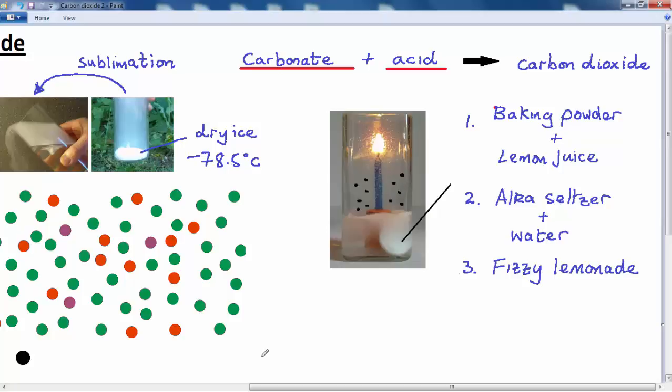As we said before, carbon dioxide is quite a heavy gas, and as a result stays in the jar. And as it does so, it begins to push the air out of the jar, including the oxygen which is helping this flame to burn. And as a consequence of this, the flame will go out. Now you can see this experiment in the practical demos section of the website, in the unit on the air around us. So carbon dioxide makes a very useful fire extinguisher.